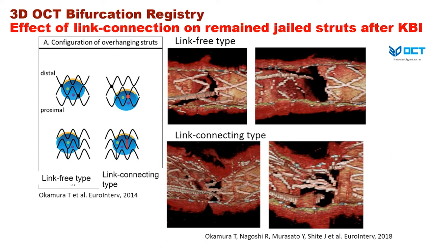Recent innovation in 3D OCT can visualize guidewire recrossing in the side branch and subsequent stent transformation by kissing balloon inflation. We conducted a 3D OCT bifurcation registry in Japan and clarified the effect of ring connection on remaining J-ring struts after kissing balloon inflation.